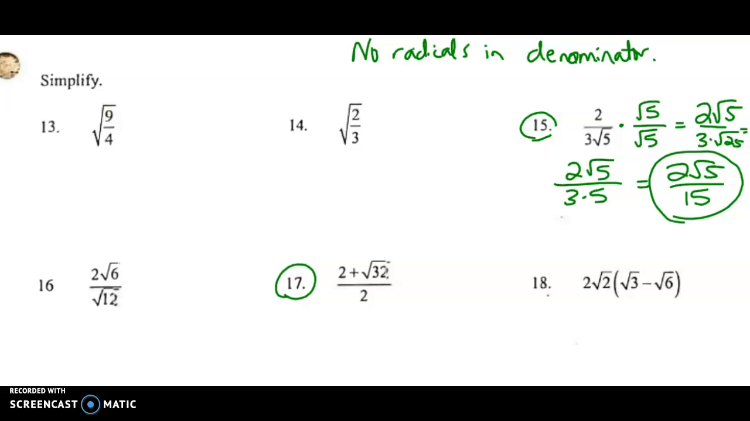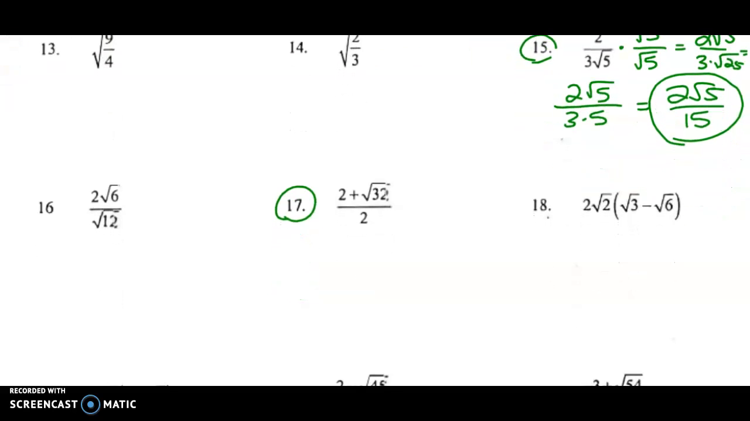So this one we want to simplify first, then we'll go from there. So what perfect square goes into 32? You might be thinking 4, and that'd be right, 4 and 8, but you can go further. If you can find that biggest perfect square, 16 and 2 right away, that'll just save you some time. So we get 2 plus 4 times the square root of 2 over 2.